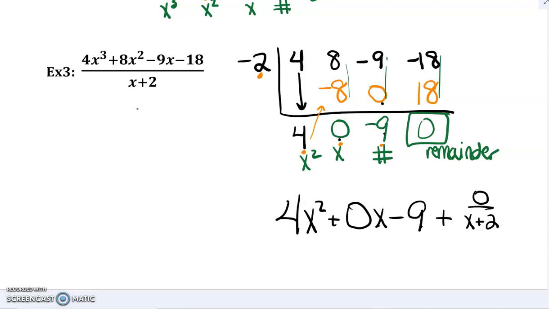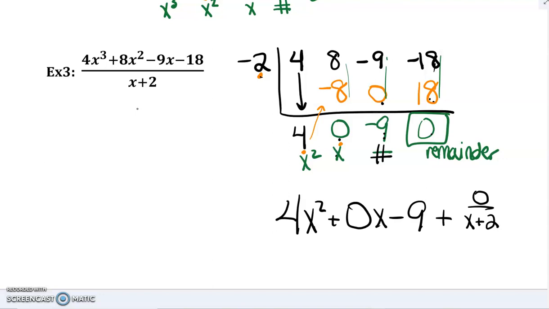Add to get negative 9. Negative 2 times negative 9 is 18. So we have a remainder of 0. The term on the right at the bottom is your remainder. The next term to the left is the number. The next one is your x term, and the next one is your x squared term. So we have 4x squared plus 0x minus 9, and our remainder is 0 over what we originally started with.